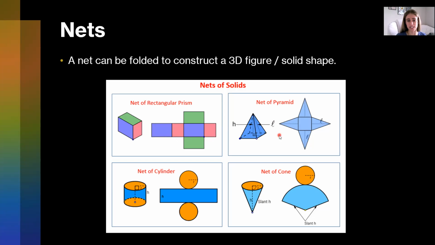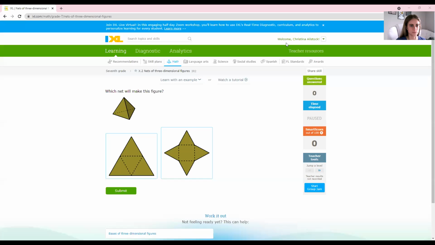And then here we have an example of a square base pyramid, then a cylinder, and lastly, a cone. So essentially a net is that 2D version, and you can fold it on up and create a three-dimensional figure. All right, let's go ahead and see what we can do on IXL to get some practice in. All right, here we are on IXL, assignment 3R2, nets of three-dimensional figures.